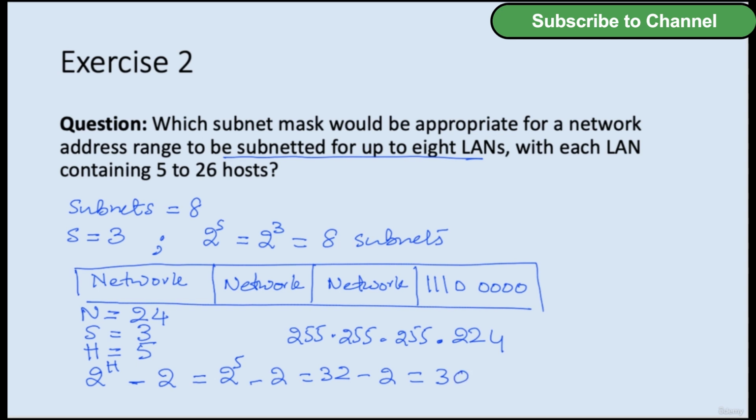The question says 5 to 26. No, we cannot provide exactly 5 to 26 hosts. We have to compromise on the 30 hosts if we have taken exactly 8 subnets. Okay, and the subnet mask which is required is this one. I did this question directly because we have done a lot of exercises and we know at this stage how to produce these values quickly.